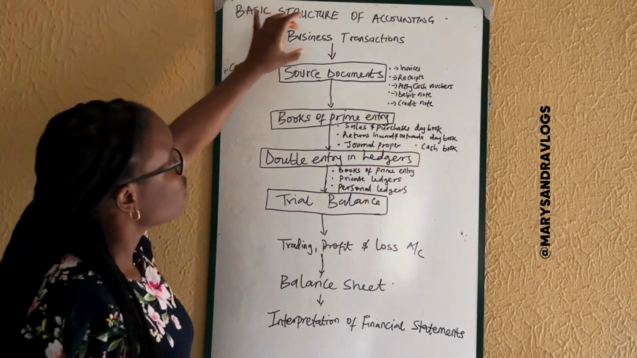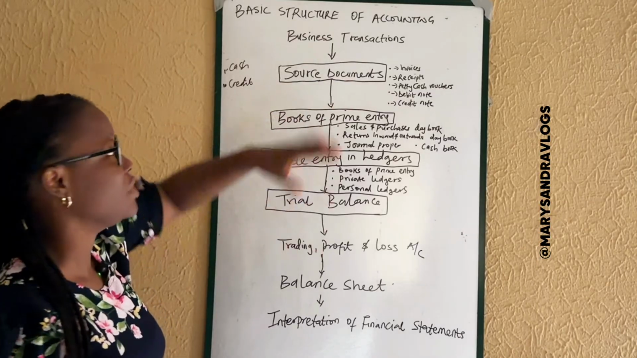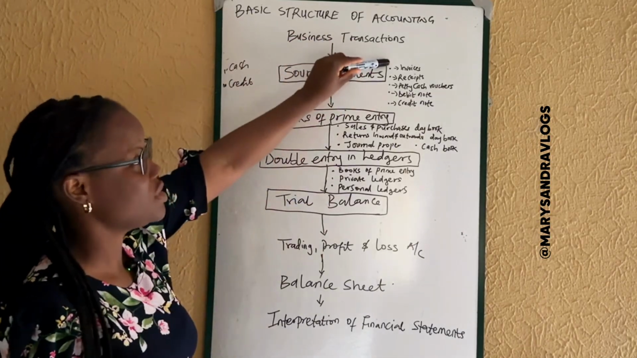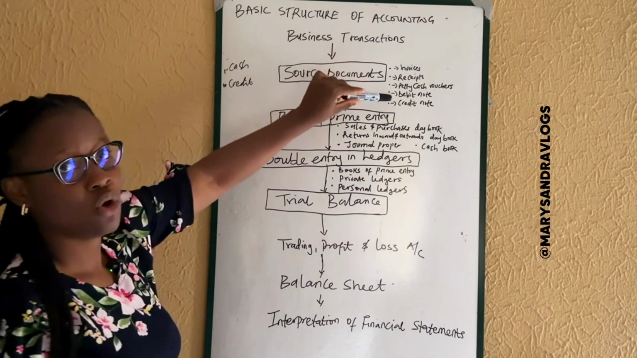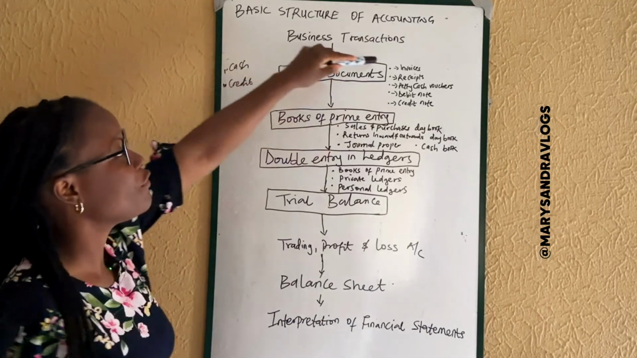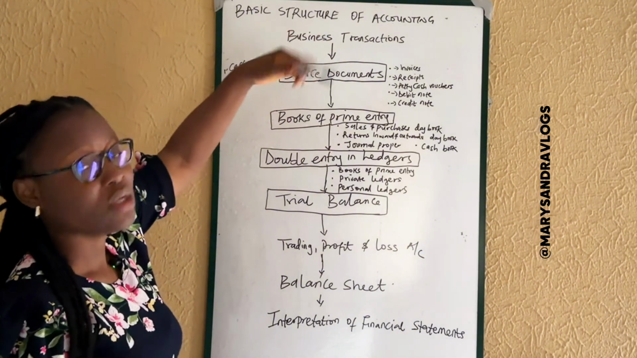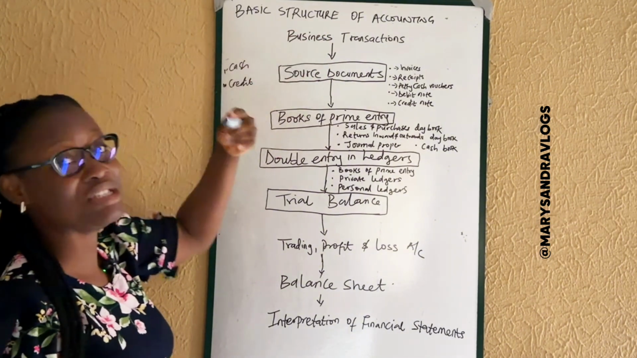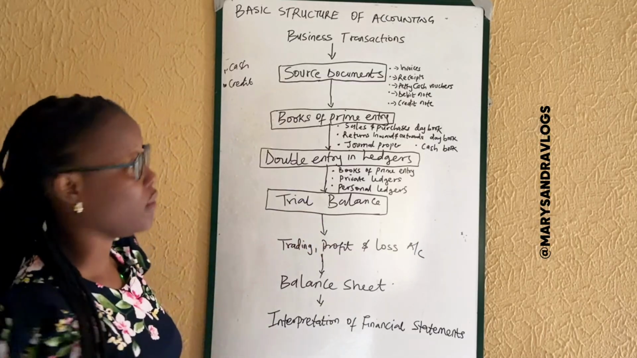Now, once a business transaction occurs, the first thing you receive, as maybe a buyer, is one of the source documents. Source documents include invoices, receipts, petty cash vouchers, debit notes, or credit notes. This is not all encompassing. Invoices give a detailed summary of the business transaction which has occurred, which includes the date, the description of the item, the amount, the total.